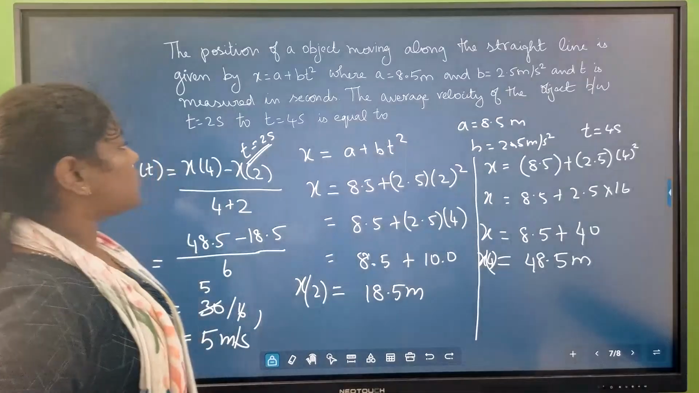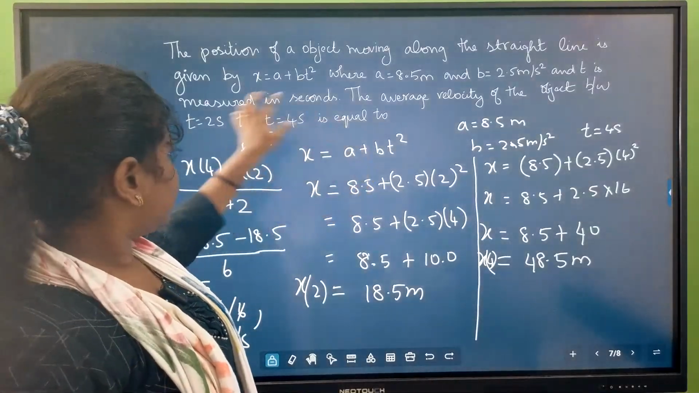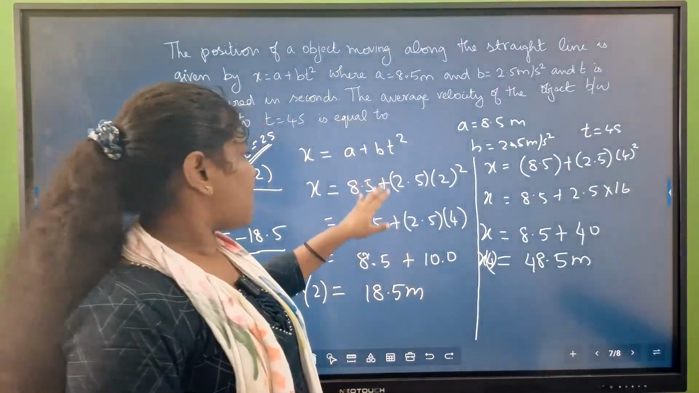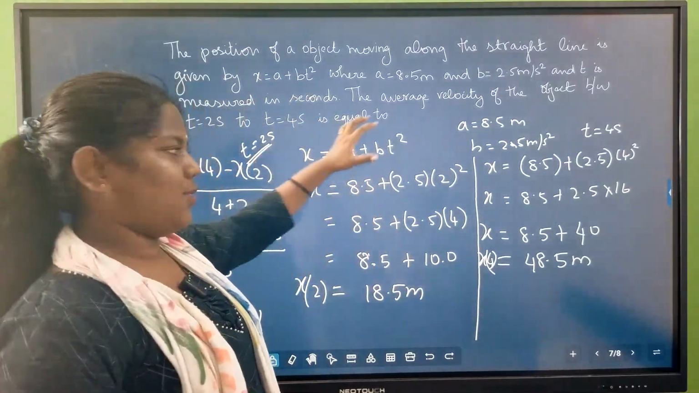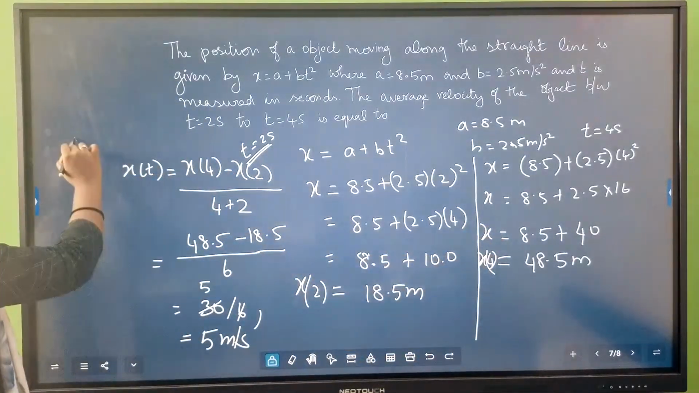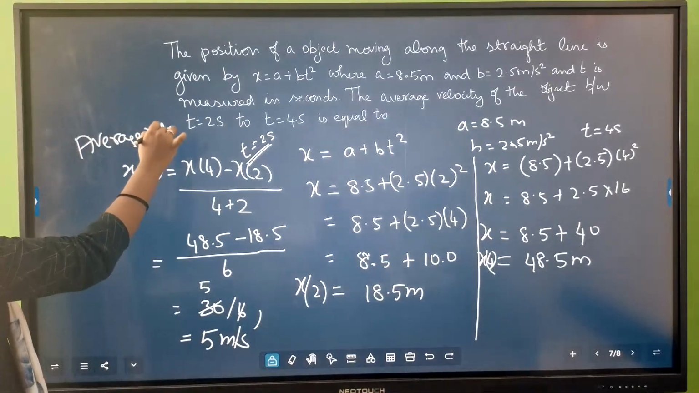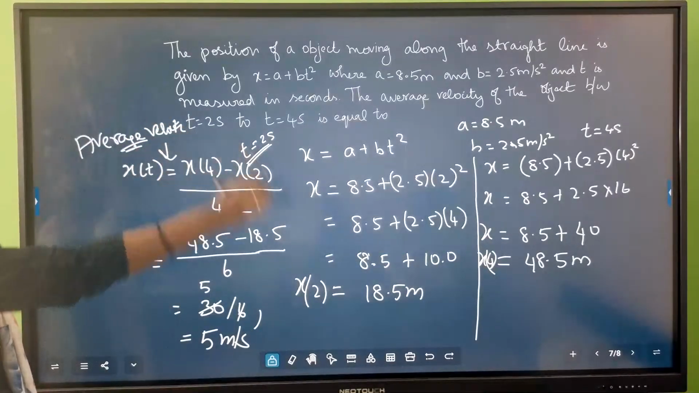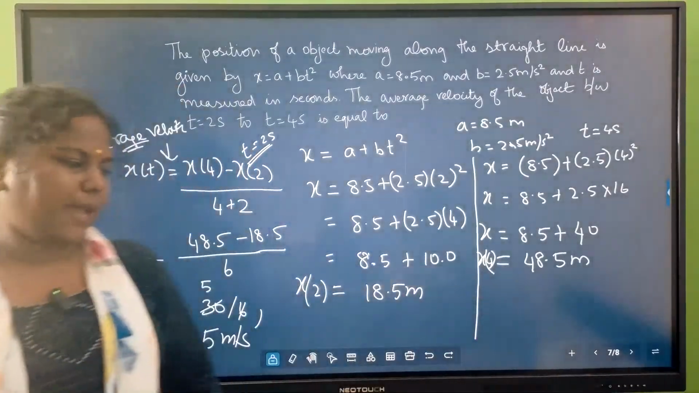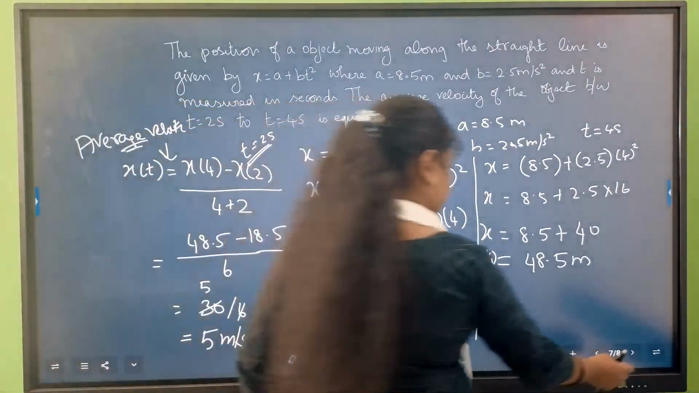So your velocity is 5 meter per second. Okay. So what did we do at first? They have given an equation. They asked us to find the average velocity from this time to this time. So you substitute the values into the equation and finally find the answer for average velocity. Until then, we have just derived what is for 2 and what is for 4. Okay? What is the next question for discussion?